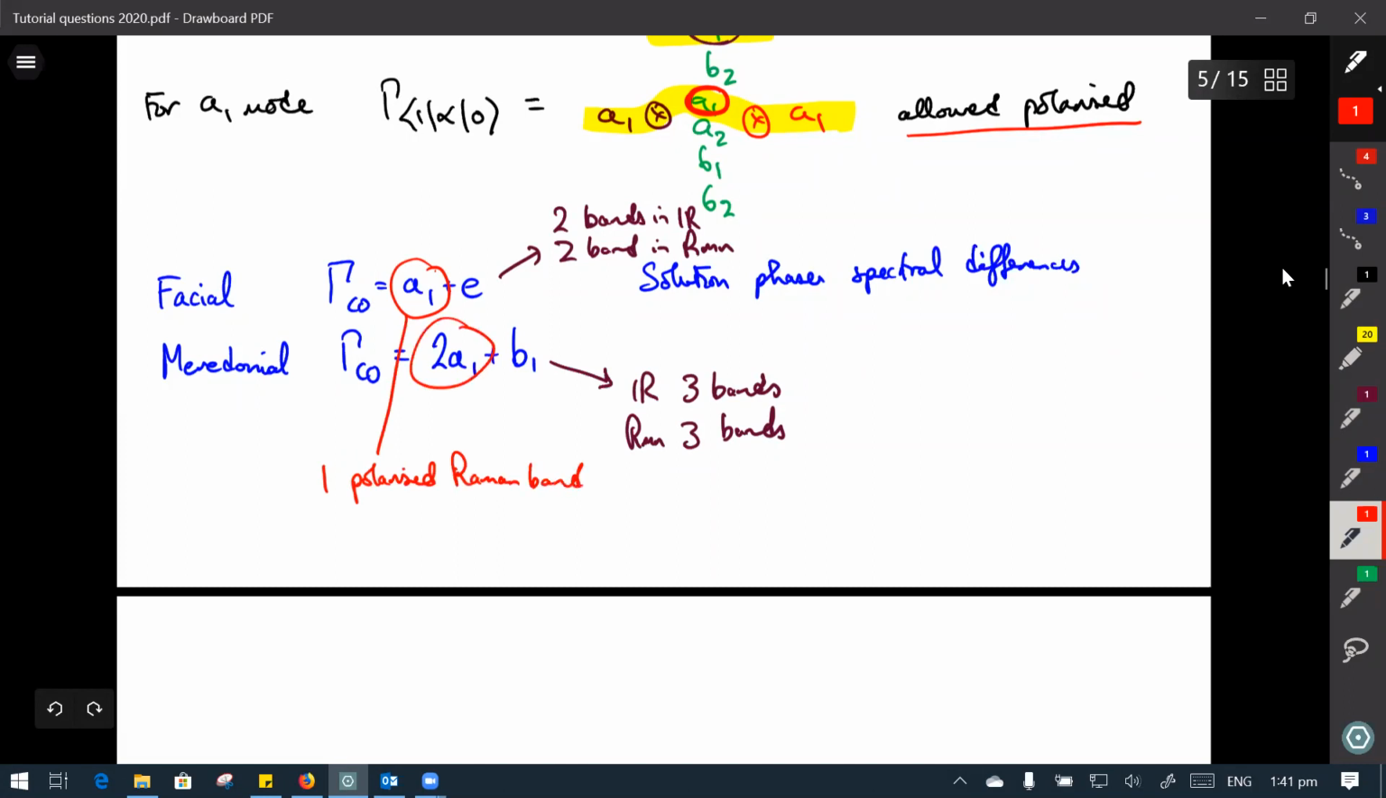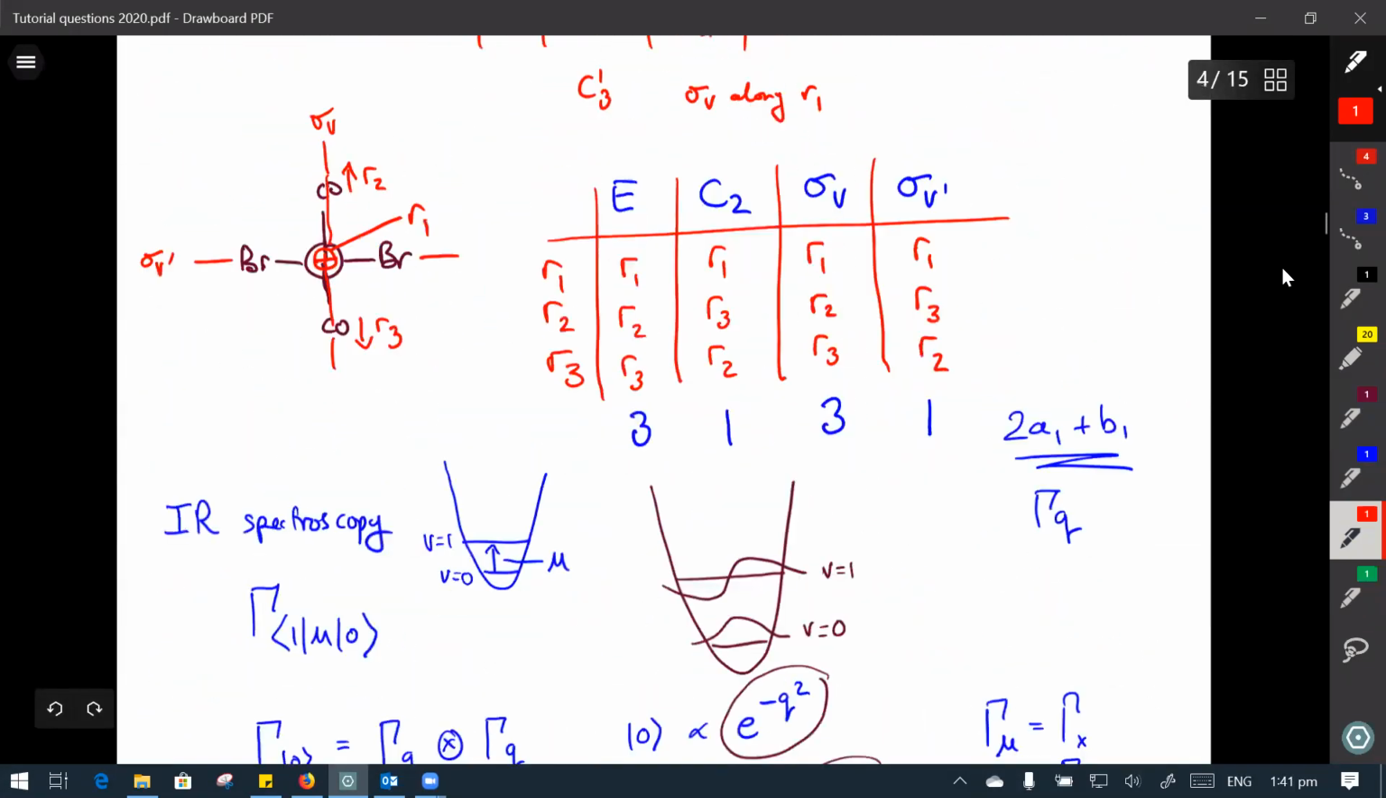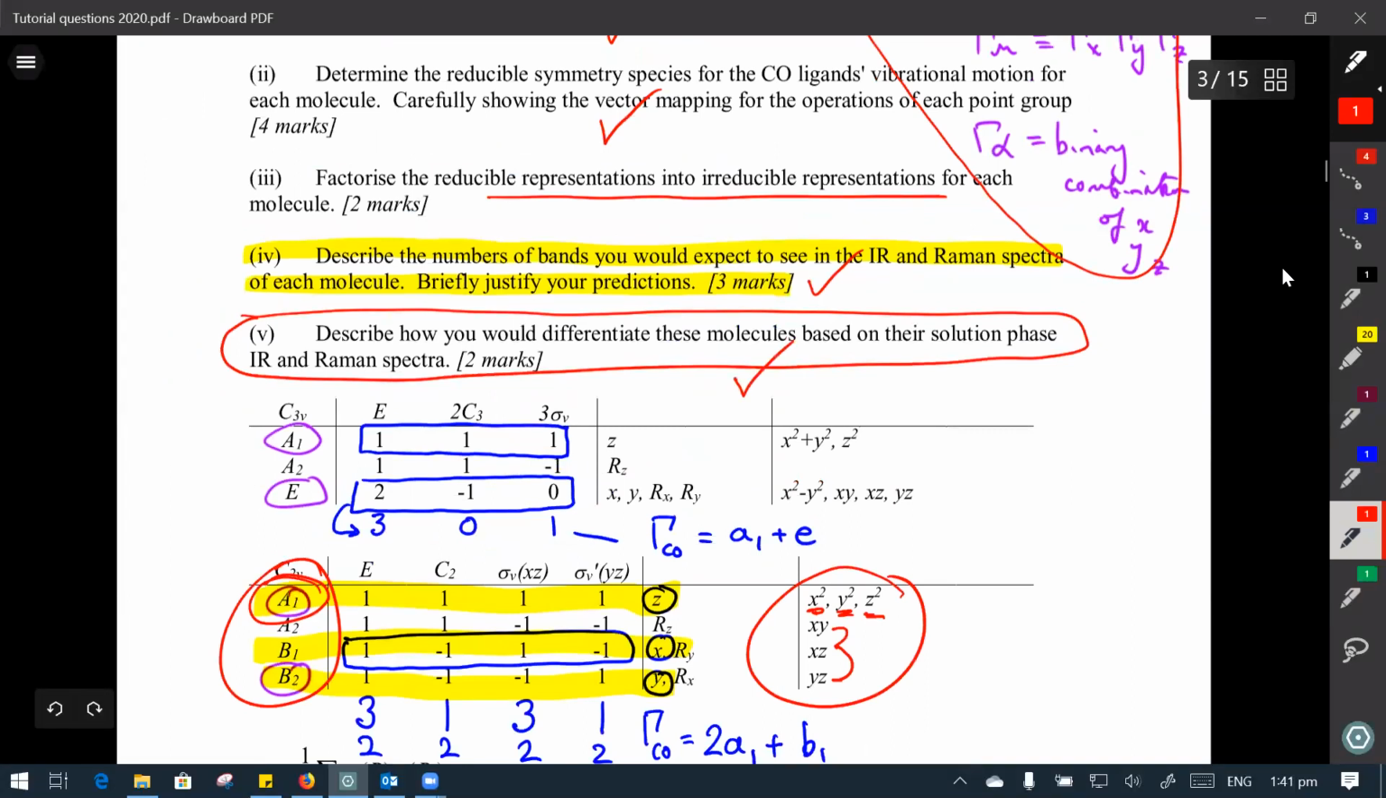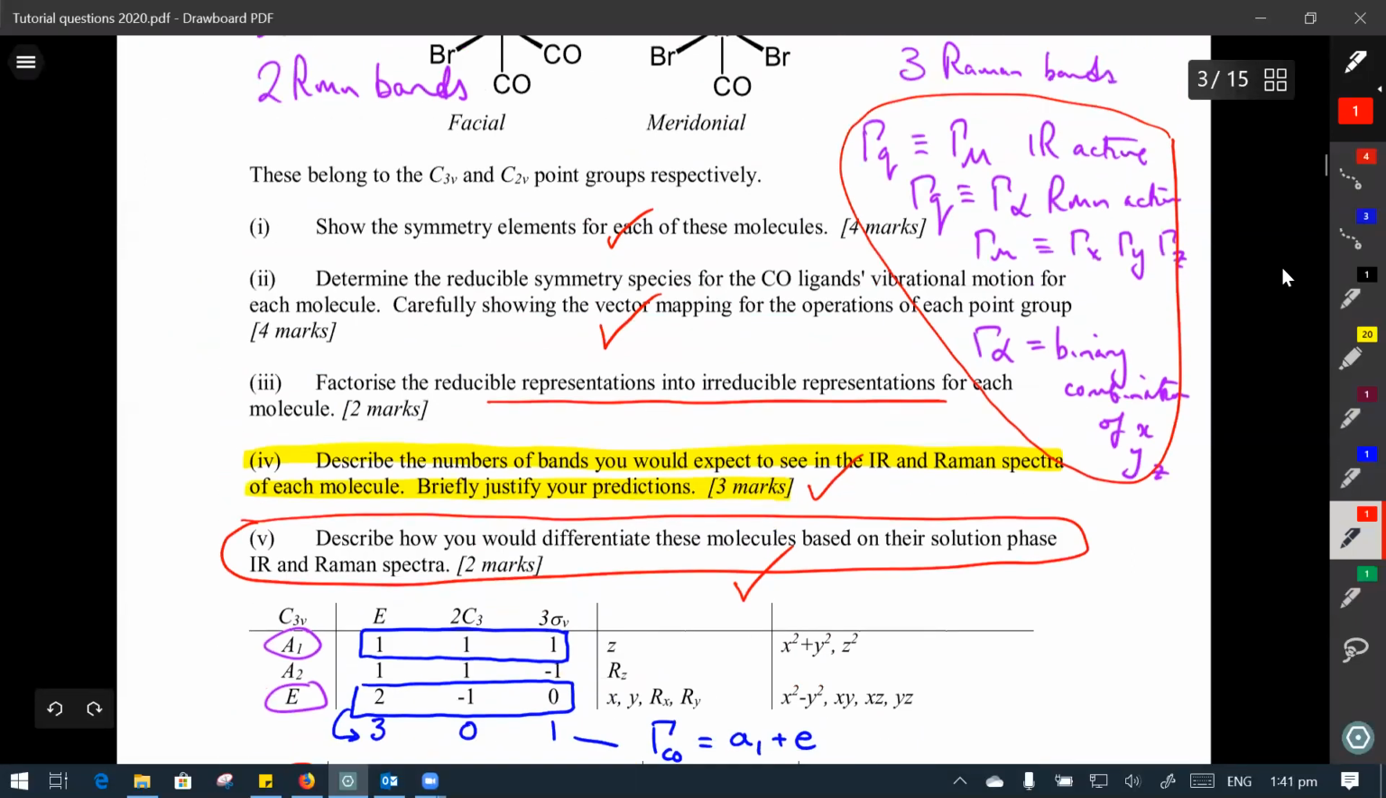And this has 2 polarized Raman. And that's the difference. That's the only real difference between the two of them. So I think, unless I'm very much mistaken, we have answered all of that question. Is that helpful? Has that gone through it pretty clearly?